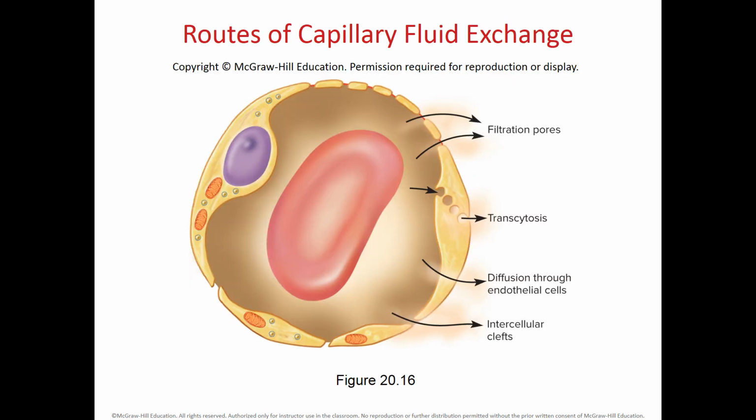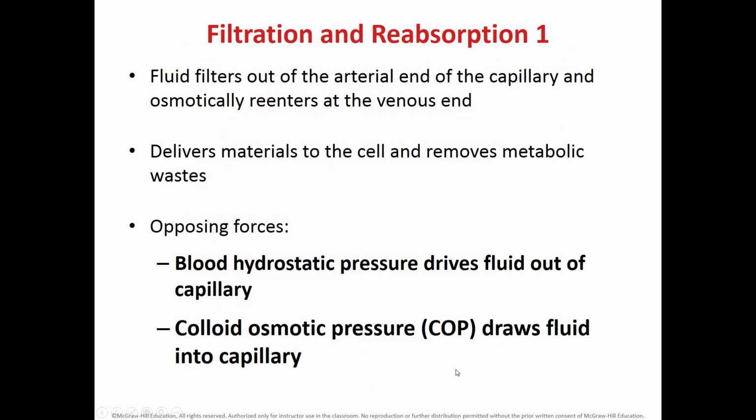substances within this venous end. So these are the routes then for the capillary fluid exchange: through these filtration pores, through diffusion in these endothelial cells without using any type of vesicles like in the case of transcytosis, or through the spaces in between the cells that are known as intercellular clefts. So for filtration and reabsorption, these are the couple of mechanisms where we have the greatest exchange in the capillaries.